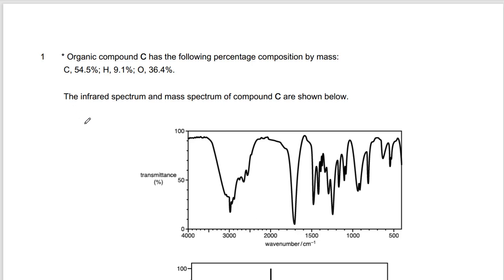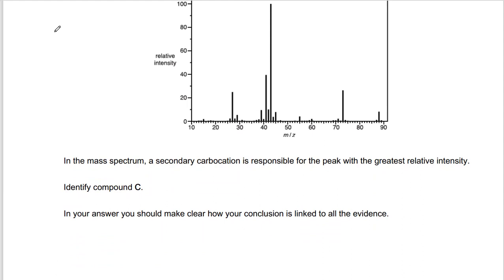So, most important thing with these questions is, first of all, read all the information. So it gives you a percentage composition by mass. So this should be screaming out to you empirical formula. So let's put empirical. We can work that out in a minute. And then, apart from the regular preamble, identify compound C, make sure how it's linked to the evidence, it gives us a great bit of information here.